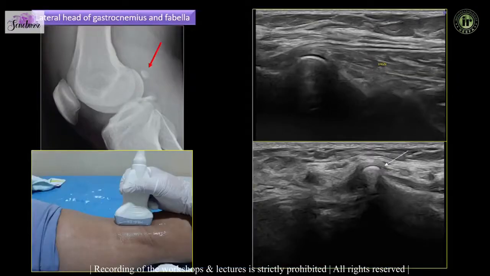And lastly, we should have a look into the proximal tibiofibular joint and of course the insertion of the lateral head of gastrocnemius into the lateral condyle of femur that may contain a sesamoid bone which is called fabella, and it acts as a stabilizer to the soft tissue structures on the posterolateral aspect of the knee.